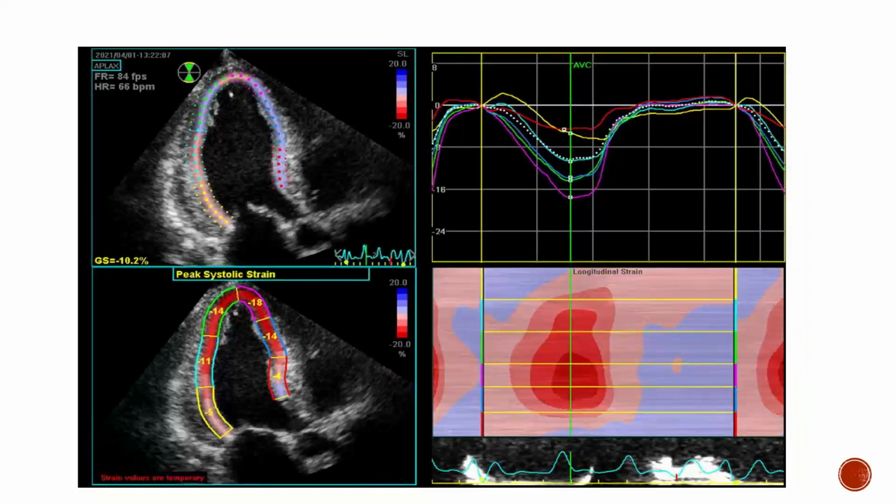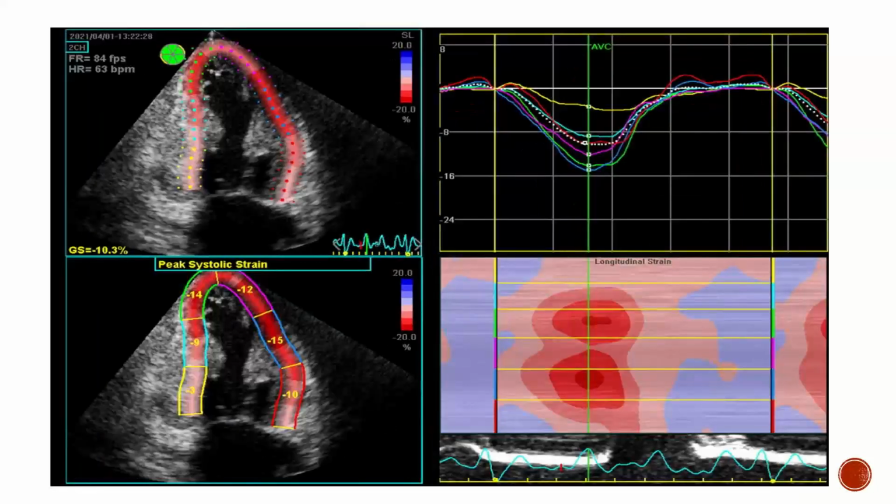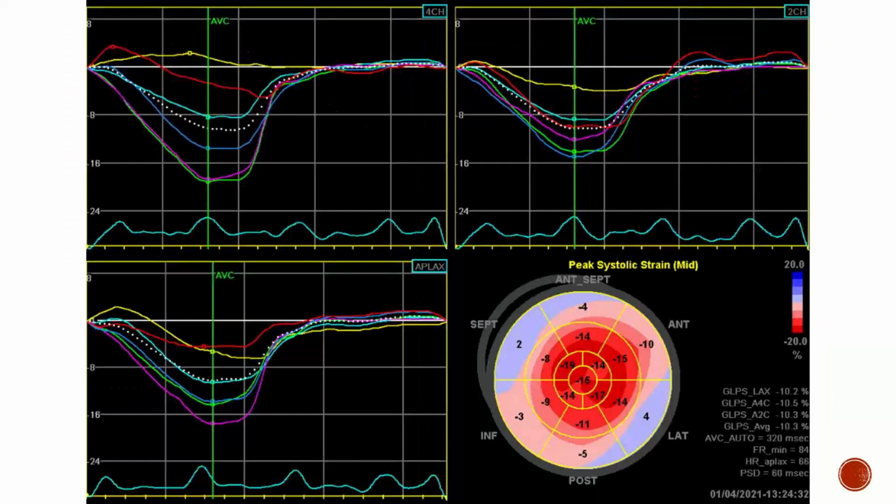On the three-chamber view, you can see it again: the apex is spared, with more basal segments affected. This is the two-chamber view, where you can also see the apex is spared and preserved of basal segments. And when you put this all together, you have what's called an apical sparing pattern, or a cherry on top feature of amyloidosis.